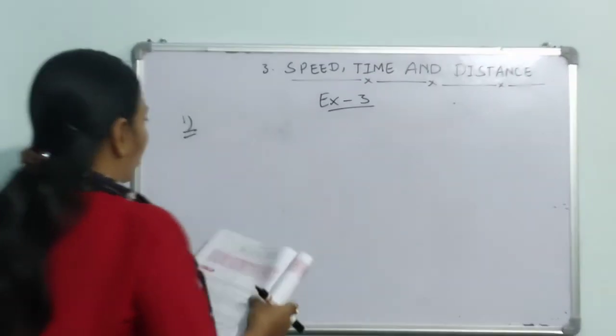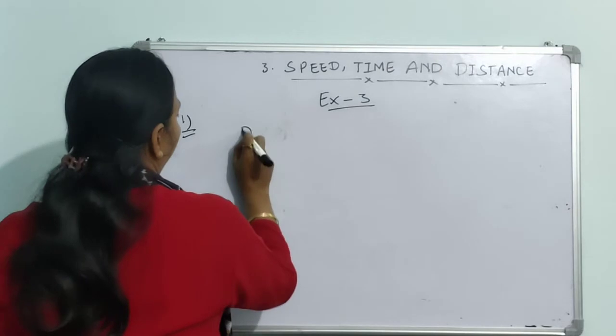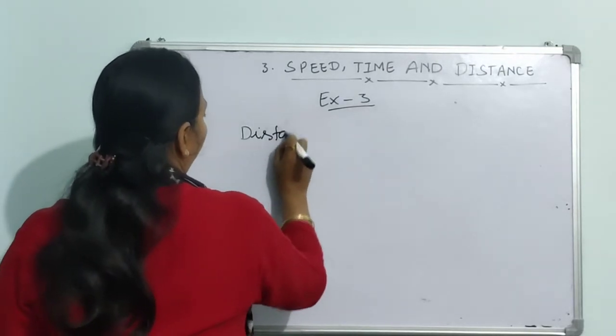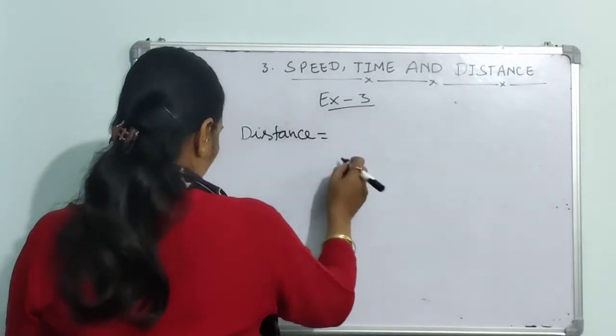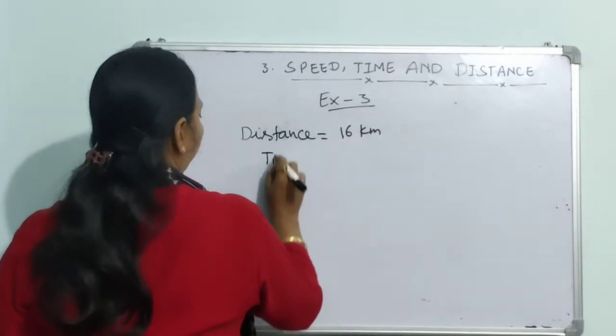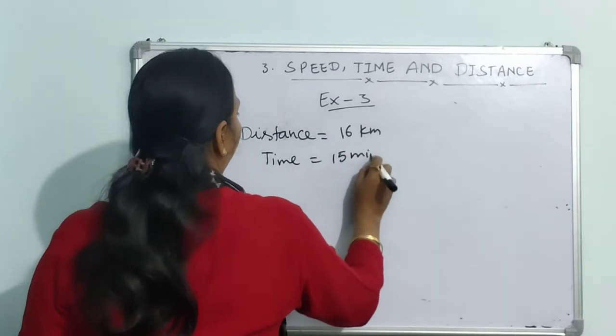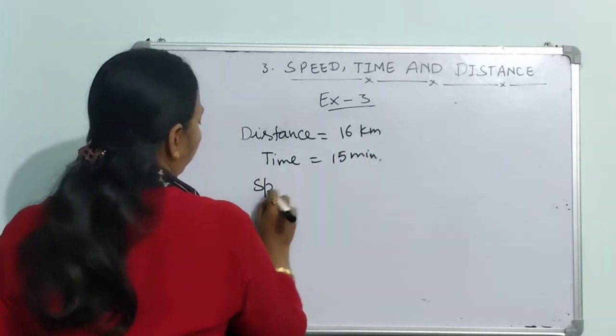So first you note down in question number 1 what is given here. Distance is given. Distance is equal to 16 kilometer. Time is 15 minutes and you have to calculate speed.